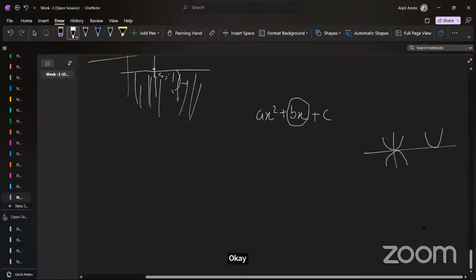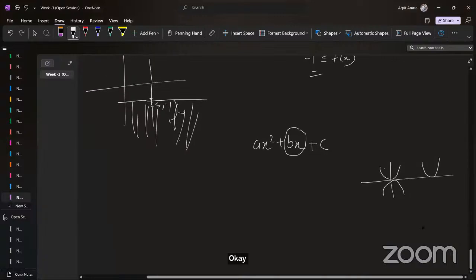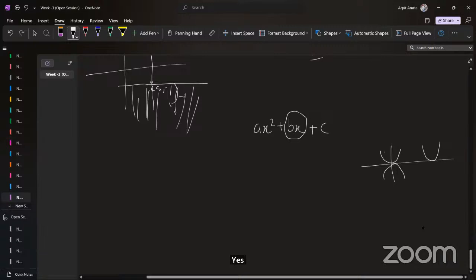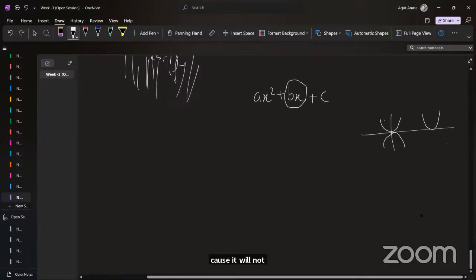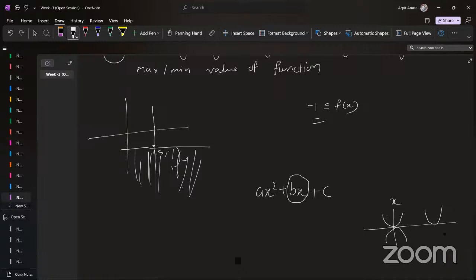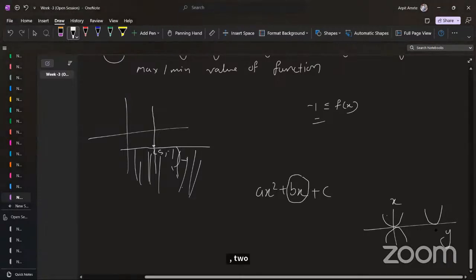Sir, it is never possible for the x-axis to be the axis of symmetry. Yes, because it will not be a function as well. If we change the variables, then we can say that. But what is the question? The question is that the horizontal axis cannot become your axis of symmetry.